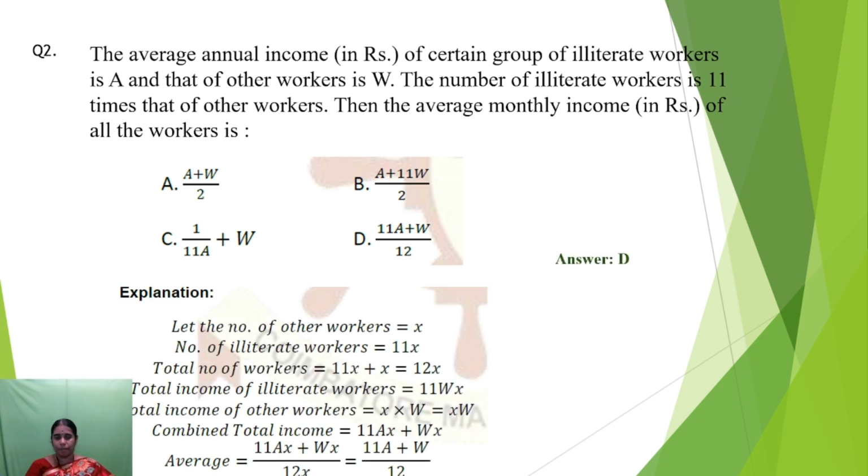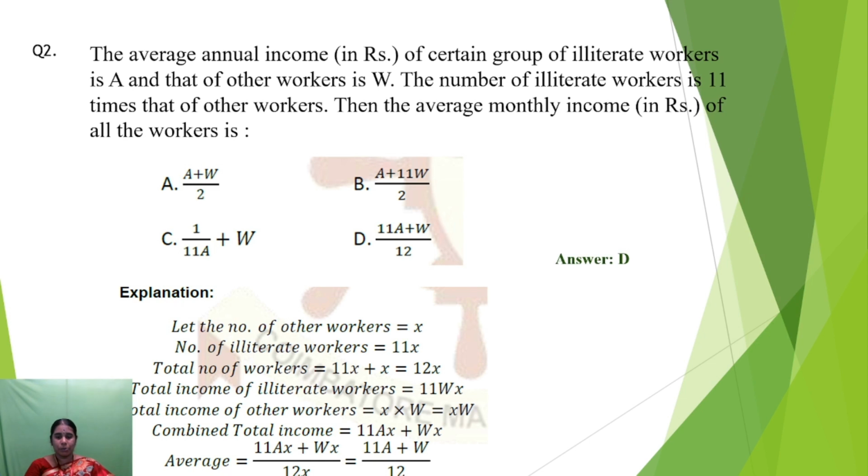See the explanation. Let us assume the number of other workers as X. So the number of illiterate workers is 11X. They have mentioned the number of illiterate workers is 11 times the other workers. So if we take other workers as X, the illiterate workers are 11X. Next, the total number of workers overall is nothing but 12X. They have given the average income for illiterate workers as A, so the total is 11AX. Next, the total income of other workers is X into W, XW.